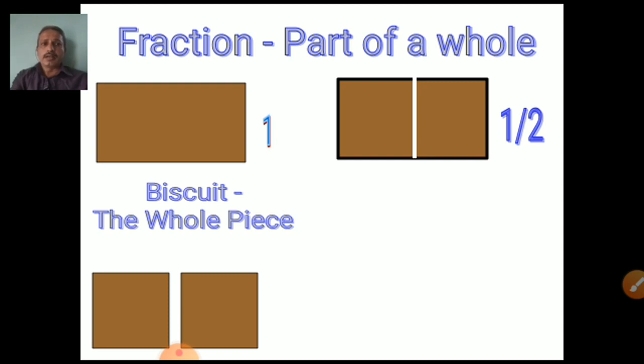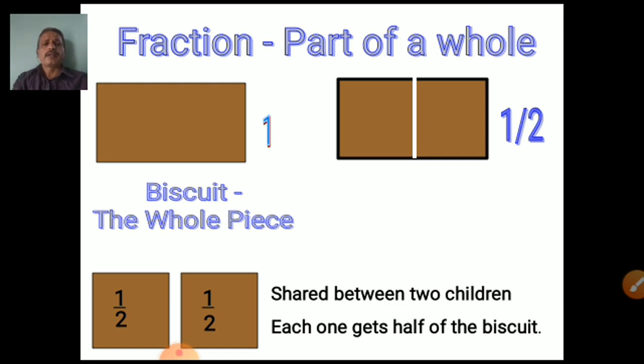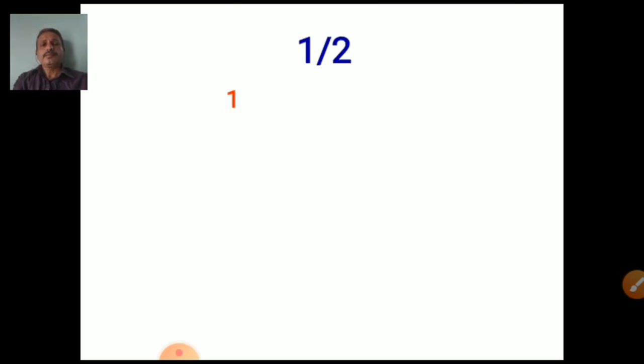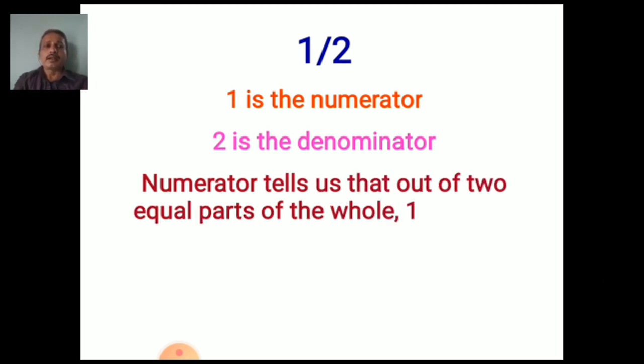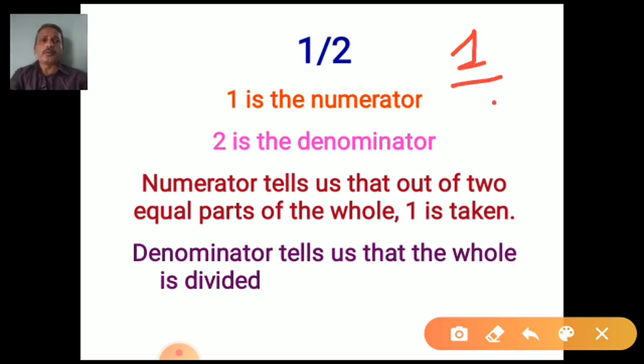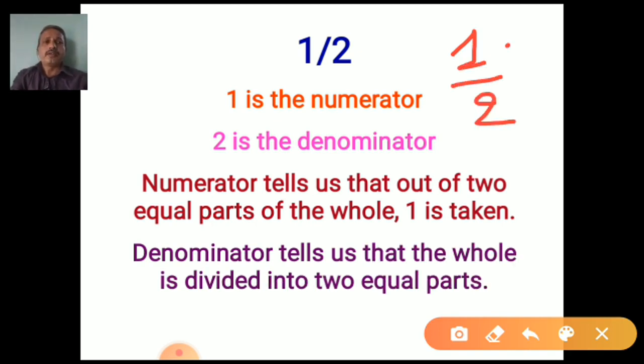Okay, look at the other pictures here. Let's say 1 upon 2 is the first part. The second part is also 1 upon 2. When we join both, it becomes a whole part, one biscuit. So we can say shared between 2 children, each one gets half of the biscuit. Or we can say 1 is the numerator and 2 is the denominator. See, this is 1 upon 2. In 1 upon 2, this is the numerator and this is the denominator.